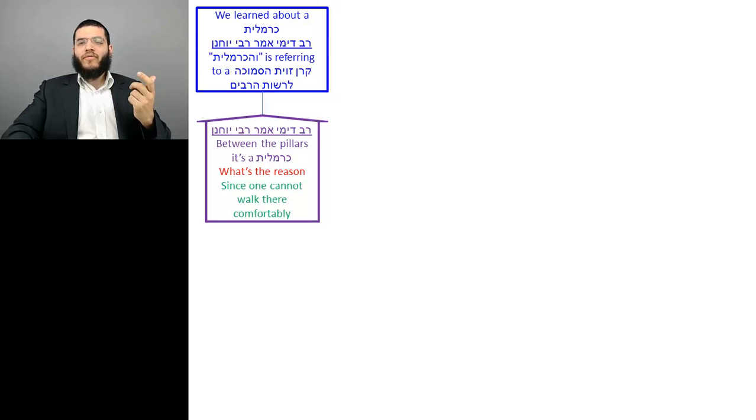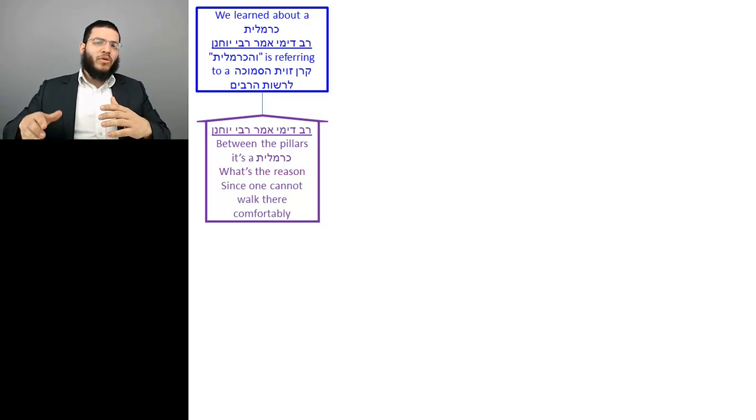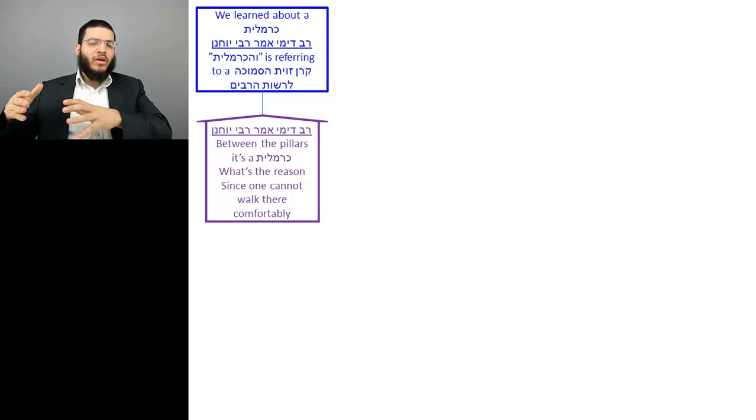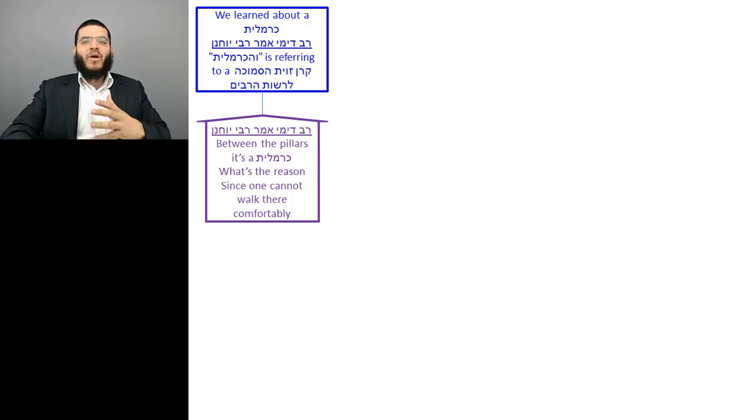Since one cannot walk there comfortably, the pillars were set up in such a way that it wasn't a straight row, rather they were set up randomly. People couldn't walk comfortably through them, and therefore that area, since it's not used properly and comfortably by the public, it's not part of the Rosh Hashanah, rather it's a Carmelist.